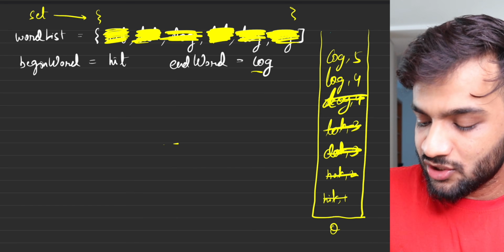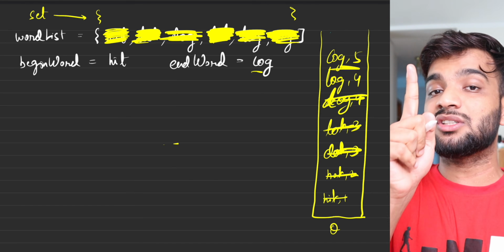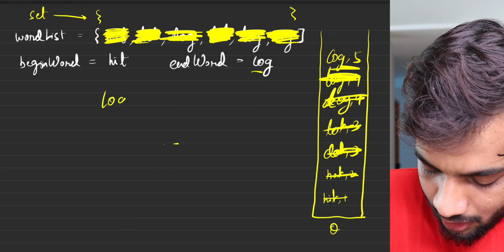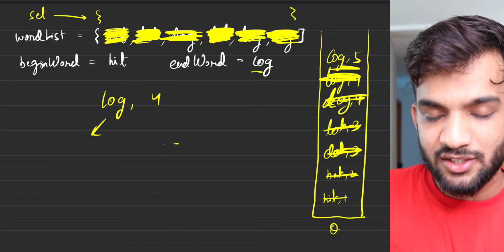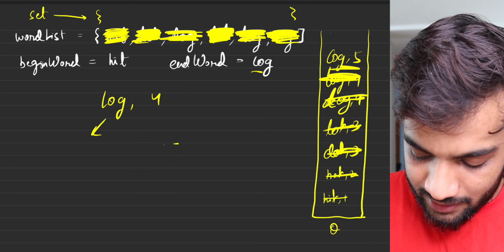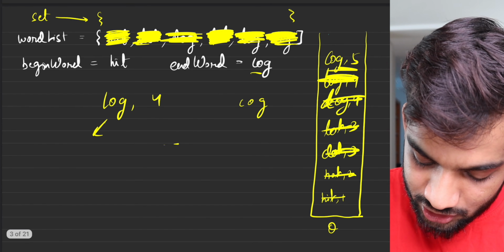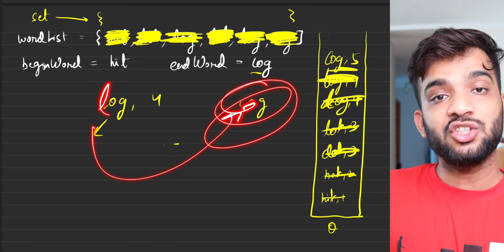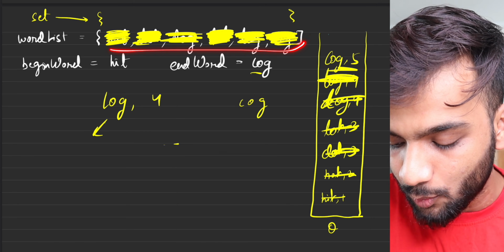Now this is the point you'll understand. Someone reached COG with 5. But the next time when the queue tries to get this up, LOG4, and tries to change it, it will actually get something like COG. It will actually get COG because of this L. When this L gets converted to C, it will get COG. But there is no COG in the word list.